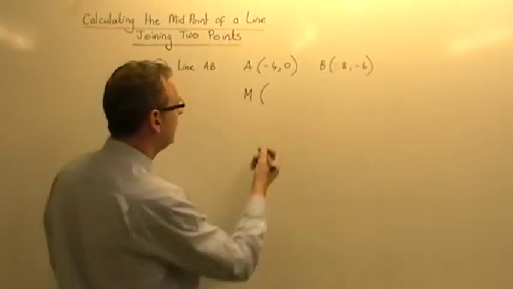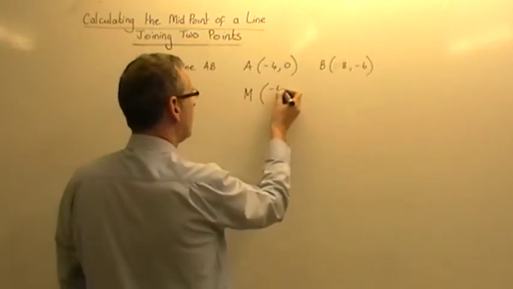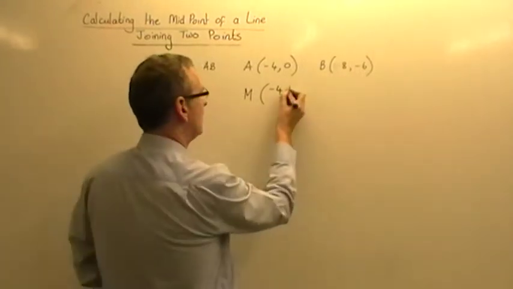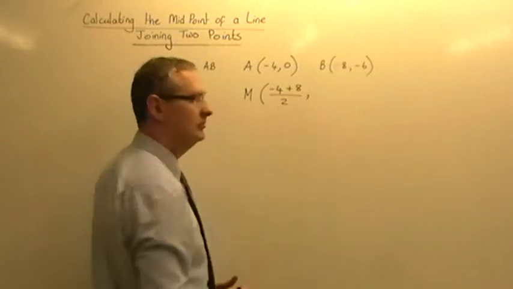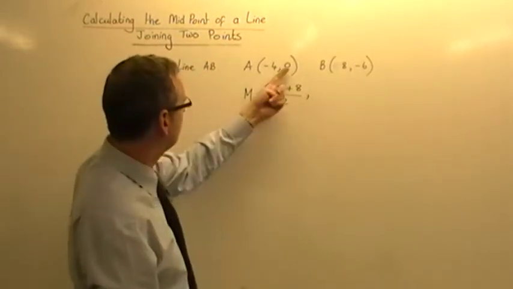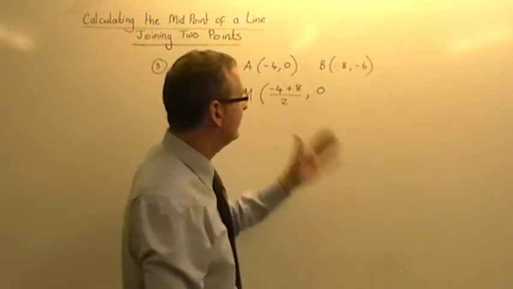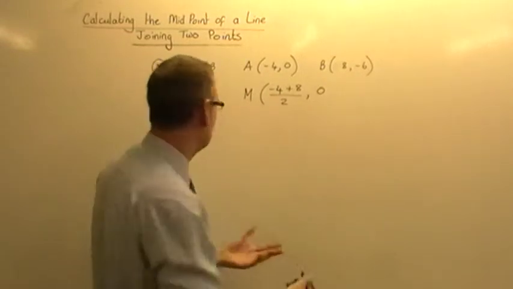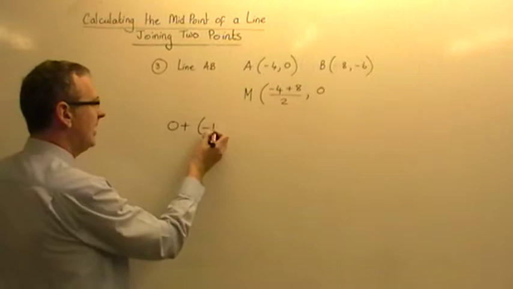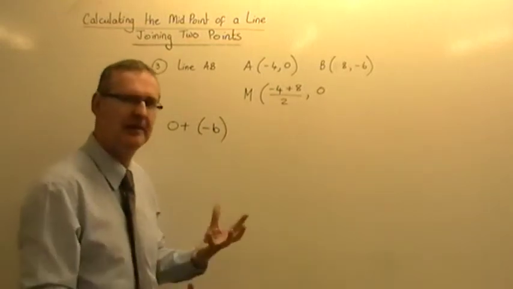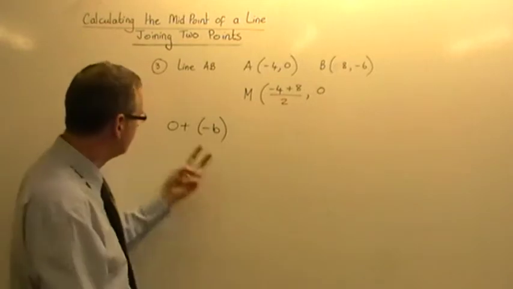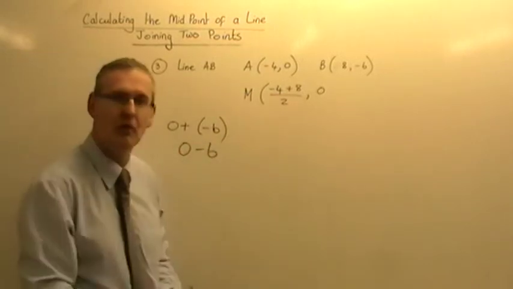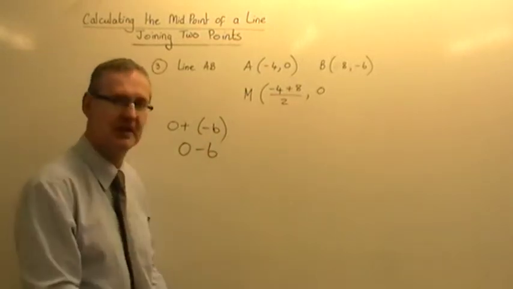The midpoint value would be the x-coordinate of A, which is -4, and I'm going to add to it the x-coordinate of B. Well, that's 8. So I add 8, and I share the answer by 2. Secondly, I take the y value of the first point, 0, and now I have to add to it the y value of the second point, which is -6. Now I could write down 0 plus -6, like so. But if you know anything about negative numbers, if you've got two signs in the middle like that, 0 plus -6, that is in effect the same as writing 0 minus 6. The two signs in the middle become the same as a minus.